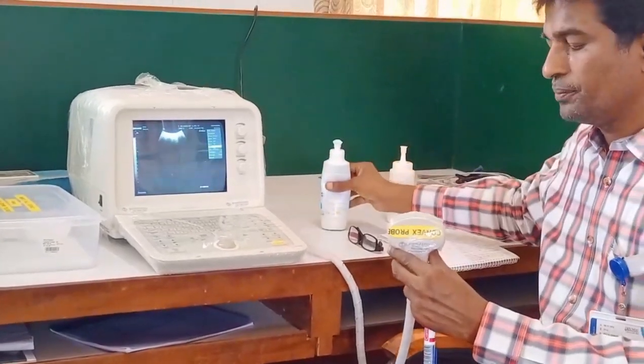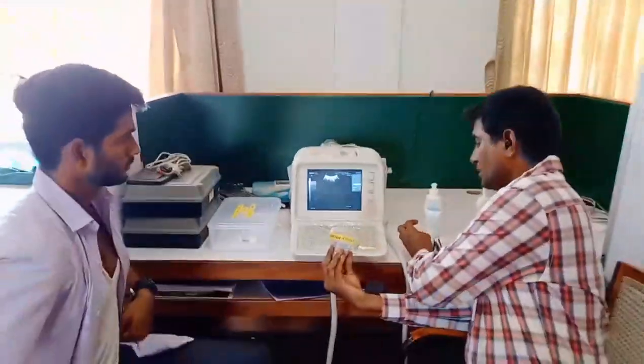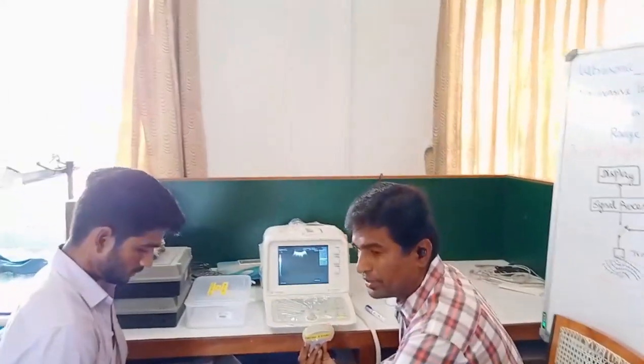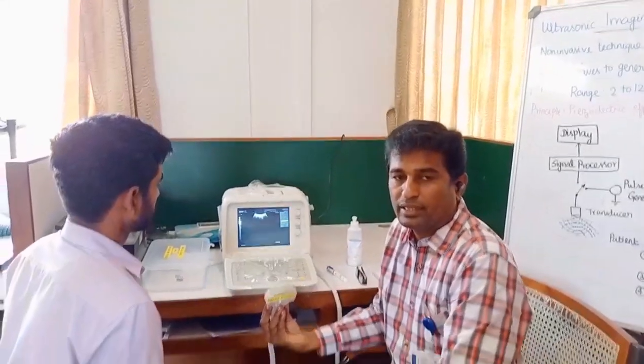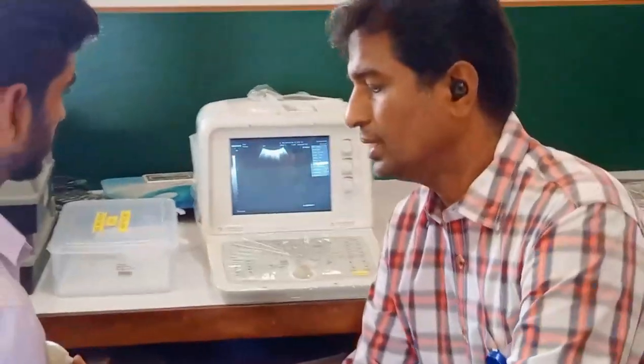Now we are going to measure the heart. We have the 4 chambers. Between the right auricle and the right ventricle we have the tricuspid valve, and between the left auricle and ventricle we have the mitral valve, that is the bicuspid valve. So we will see that heart.